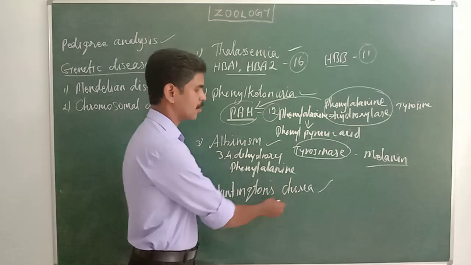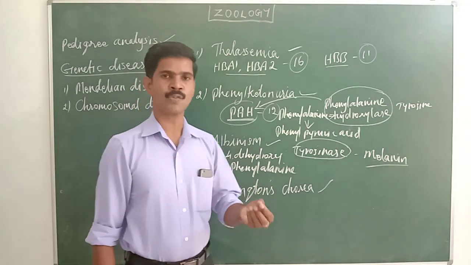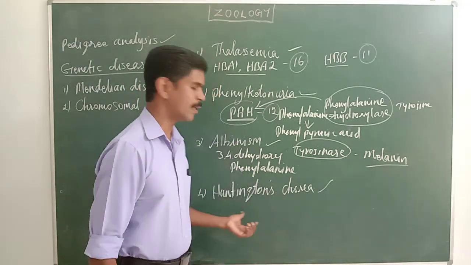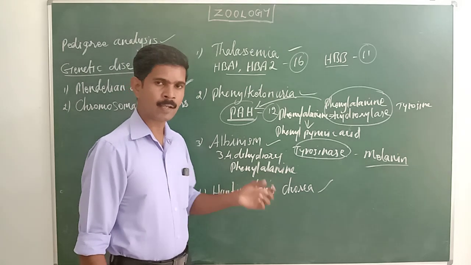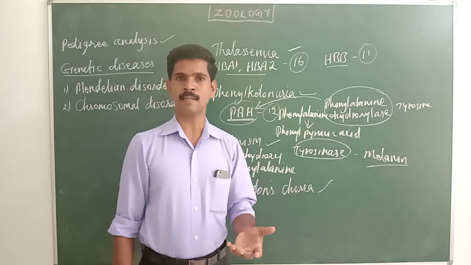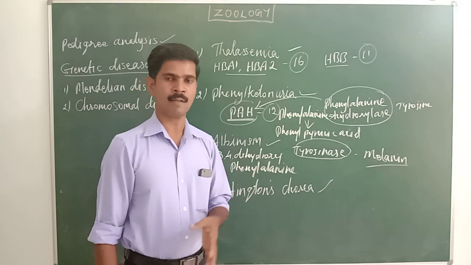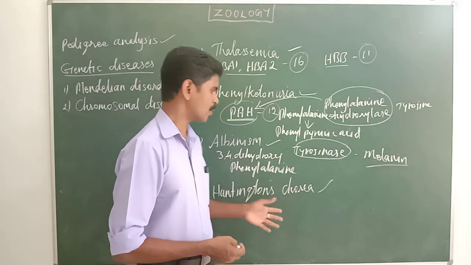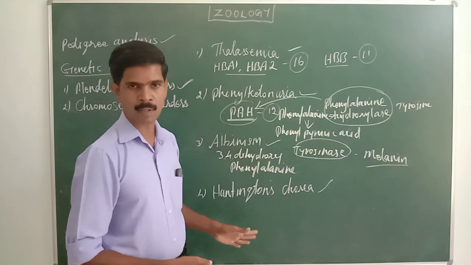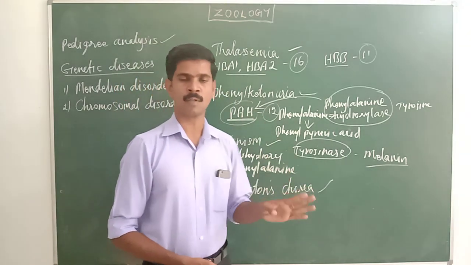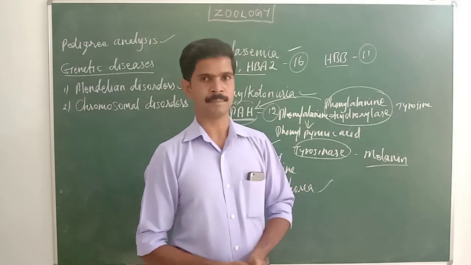And here Huntington chorea, say one example for autosomal dominant gene disease: Huntington chorea. And autosomal dominant gene disease people die at which age? Between 35 to 40. Like that, many 1 mark questions are there, and also 5 mark questions, many 2 mark questions, 3 mark questions.